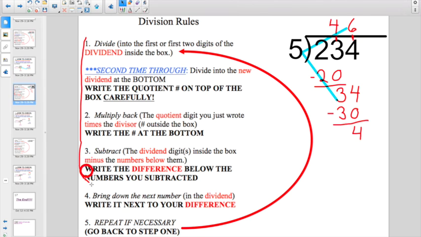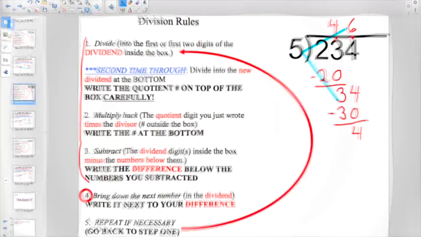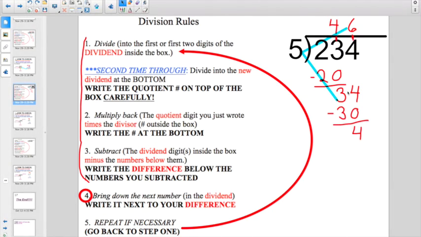But let's take a look at step 4. Bring down the next number in the dividend. Well, I have a quotient number above 23 and I have a quotient number above the 4. Do I have any more numbers to bring down? Hopefully you know that answer would be no. But I do have 4 left down on the bottom, so I better go and write my remainder. Remainder 4. Is it getting any easier for you?